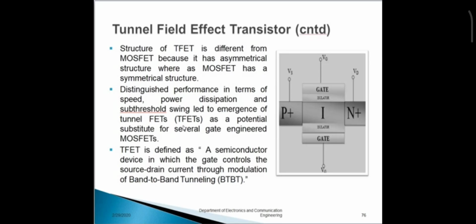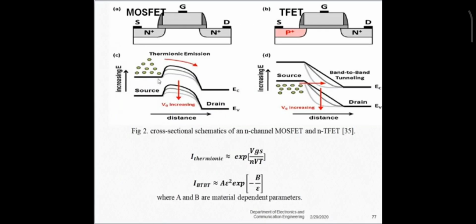TFET can exhibit a subthreshold slope below 60 mV per decade due to a fundamental difference in the mechanism of current control as compared to MOSFET. In MOSFET, the current depends upon the thermionic emission of free charge carriers that move across the potential barrier. But in case of TFET, the current mechanism depends upon band-to-band tunneling, in which the electron tunnels through the depletion layer and moves from source to channel region. In MOSFET, the free charge carriers move over the barrier to reach the drain region, but in case of TFET, they tunnel through the barrier to reach the drain region.